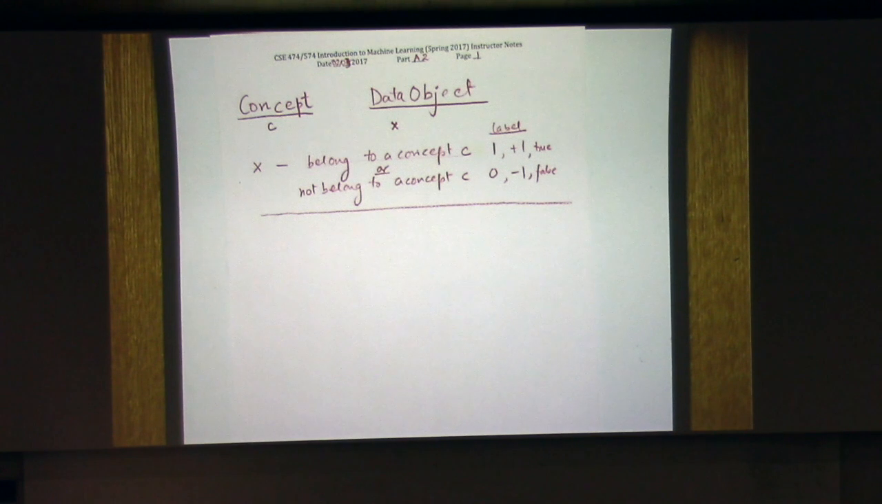So the task of machine learning is to learn those concepts, and the idea is that if we have that concept, then if I get a new data object, I can apply the concept to that and say it belongs to this concept or it does not belong to this concept, right? Very similar to the example we saw on Wednesday.